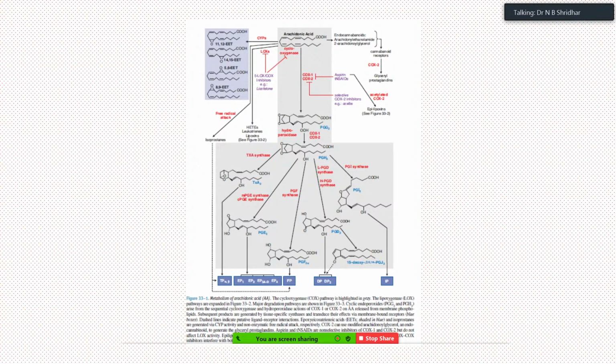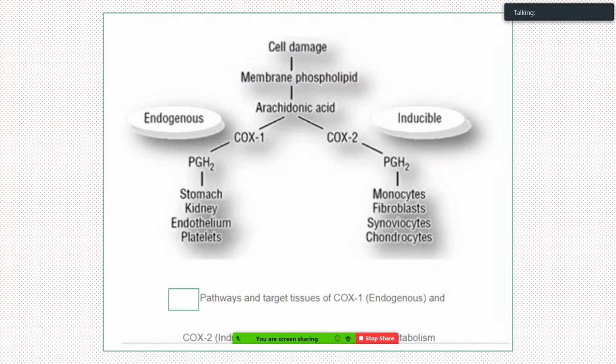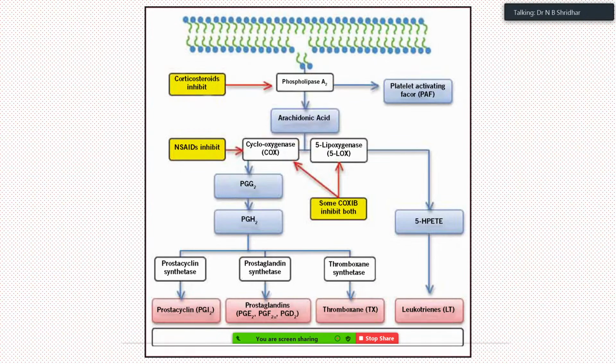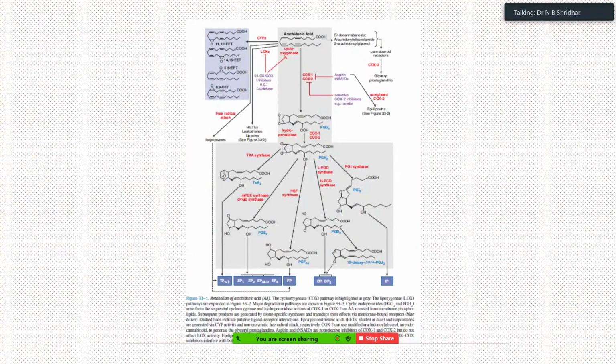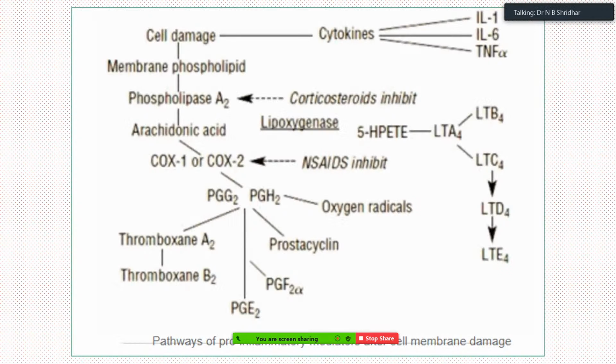They are all mediators of the inflammation. And here once again it is noted that whenever there is cell damage, cytokines are produced with the help of the membrane-bound enzyme. Arachidonic acid is acted on by cyclooxygenase and lipoxygenase, giving prostaglandins and leukotrienes. So the cell damage leads to cytokines, that is interleukin 1, interleukin 6, and tumor necrosis factor alpha.